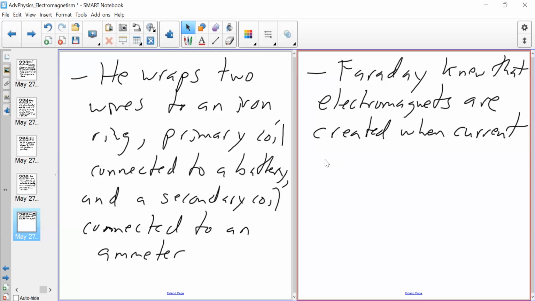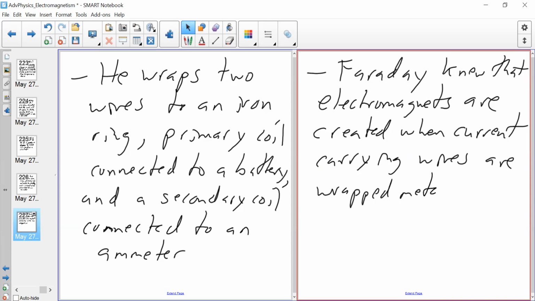When current carrying wires are wrapped around metal, he knew that electromagnets are created this way. So he theorized that this electromagnet could produce a current in the remaining wire. So I'll draw the setup here.